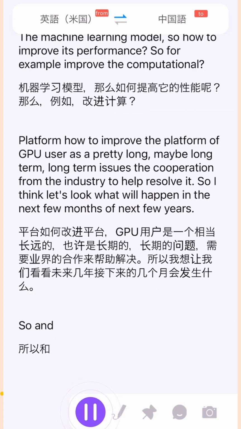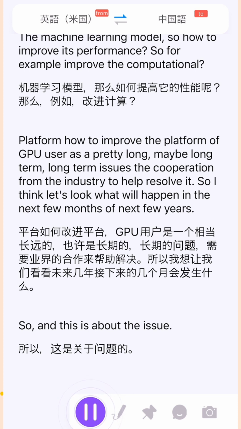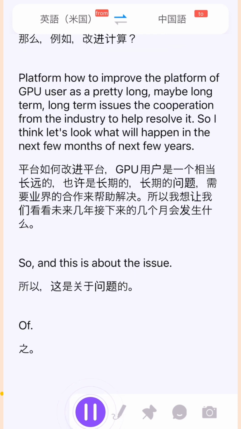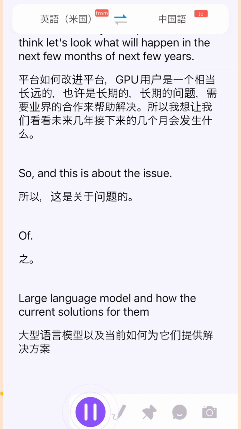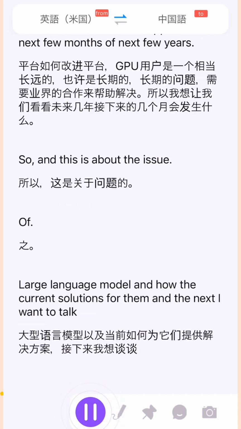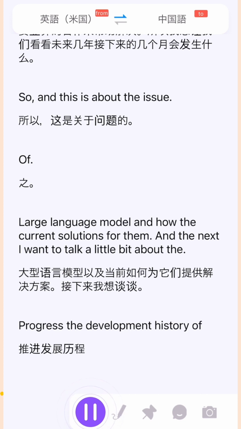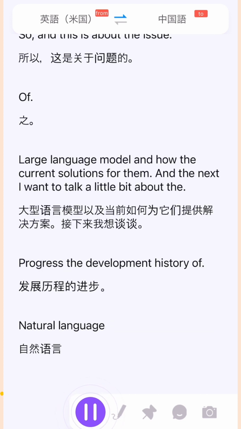And this is about the issues of large language models and the current solutions for them. And next, I want to talk a little bit about the progress, the development history of natural language processing.